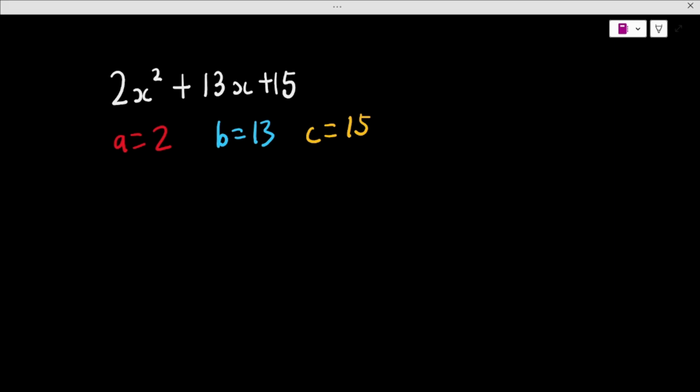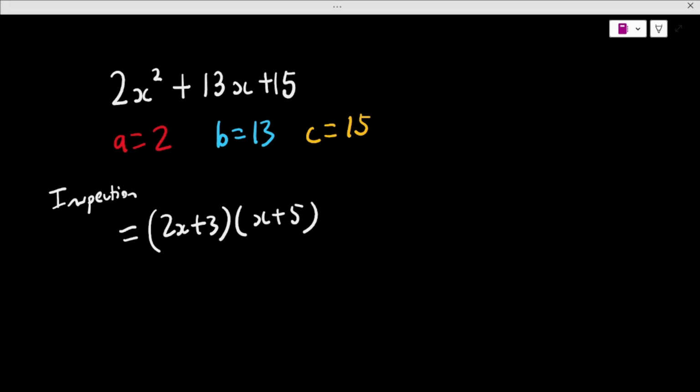The first method of many is called factorizing by inspection. This means that we are just going to look at the expression and write down the factors directly. So by looking at the expression, what I can tell you is that this is equal to 2x plus 3 times x plus 5. Now, why is this the case? Let's look at it in the reverse process.